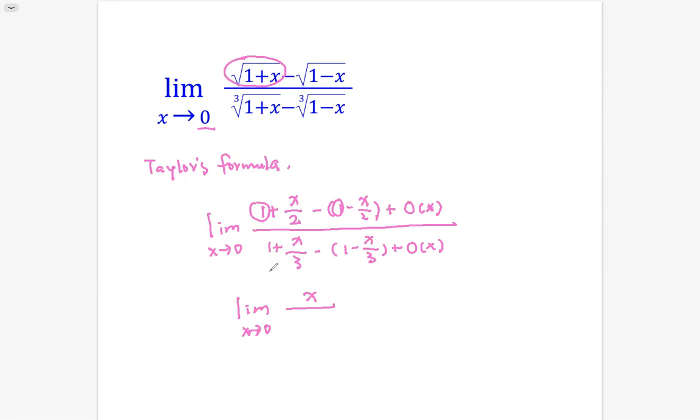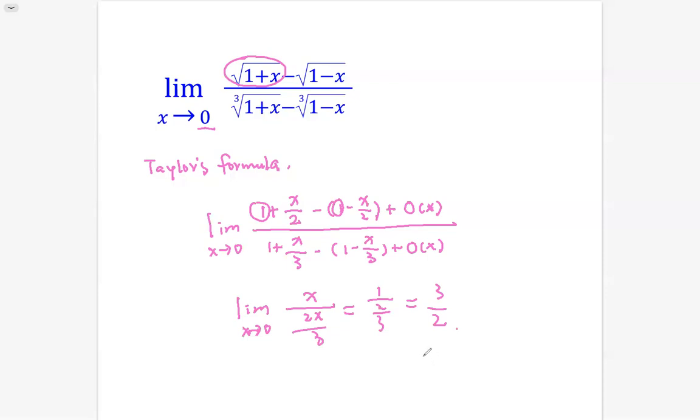Then the denominator has 1 minus 1, 0. I have x divided by 3 minus a negative x divided by 3. So I get 2x over 3. Well, what's the limit? x cancels with x. I get 1 over 2 over 3, which is just 3 over 2.